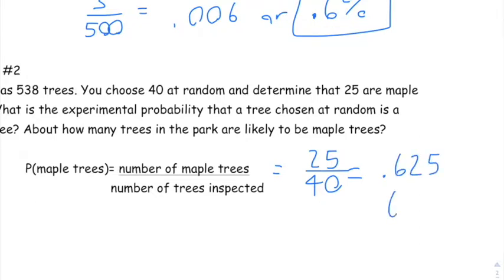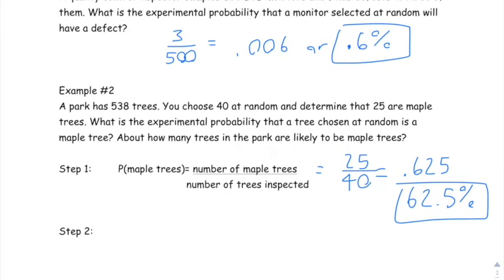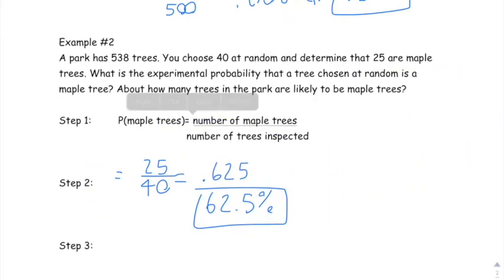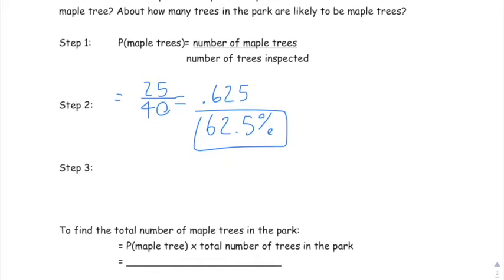Or you could even write that as 62 and then 0.5 percent right there of your trees would be those maple trees. Alright, so we punched that out. That's actually, I guess, kind of step 2 right here. They kind of have it broken down a little bit different than I think here. Just kind of do that.